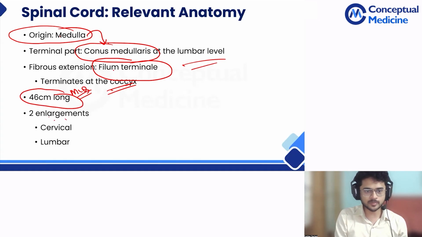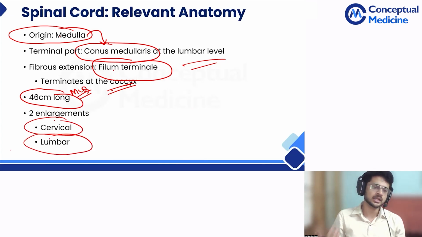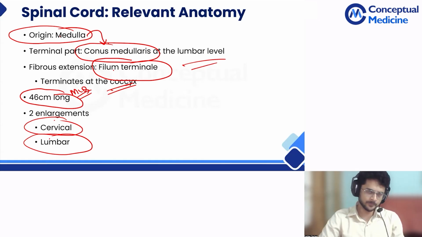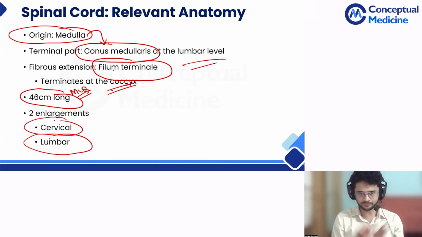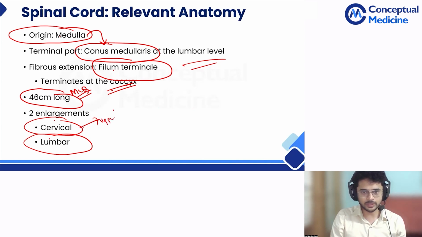And it has two enlargements, one at the cervical region and one at the lumbar region. This is very, very easy. The reasons for these enlargements is because we have the cervical enlargement for the upper limb innervation and we have the lumbar enlargement for the lower limb innervation. Cervical for the upper limbs, lumbar for the lower limbs.